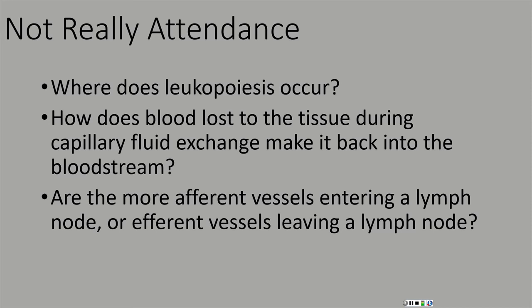Now, there are many afferent vessels entering a lymph node, but there are only one or maybe just a couple of efferent vessels leaving the lymph node. And what this does is it creates a backup. It makes that lymph remain in the lymph node for an extended period of time. What this does is it allows all of the white blood cells that are in that lymph node hanging out a chance to inspect that lymph.